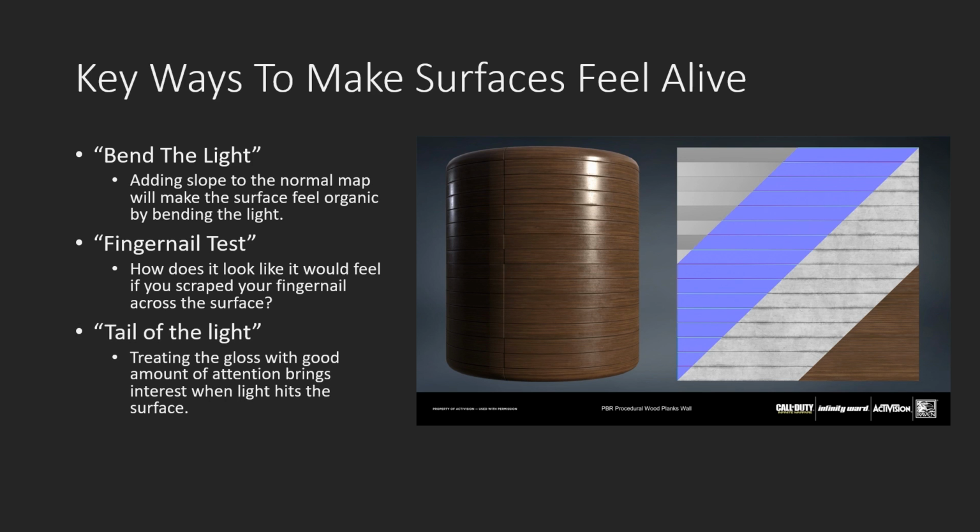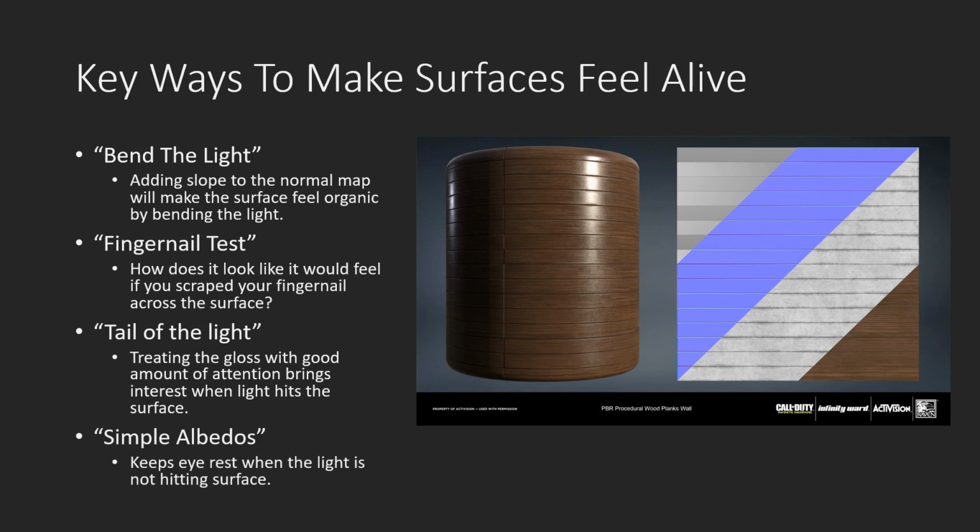And another thing I want to talk about is the tail of the light. I mentioned it a few times already, but I feel like it's really important to treat the gloss with a good amount of attention, as it's what's going to bring a lot of interest when the light rolls across the surface. So when you're looking at the tail of the light, it's not just going from the center outward with an even falloff. You want a bit of noise in there. It's going to make it feel lived in, like there's smudges on top or some scratches.